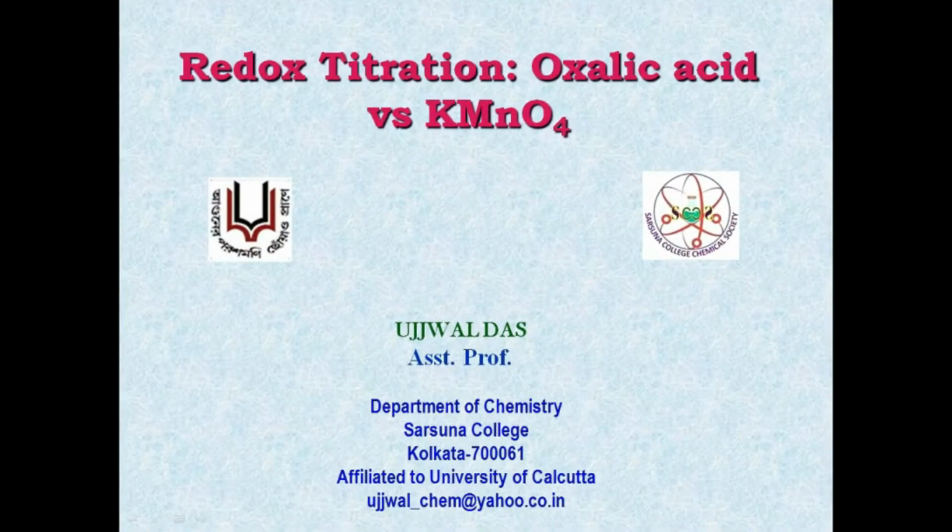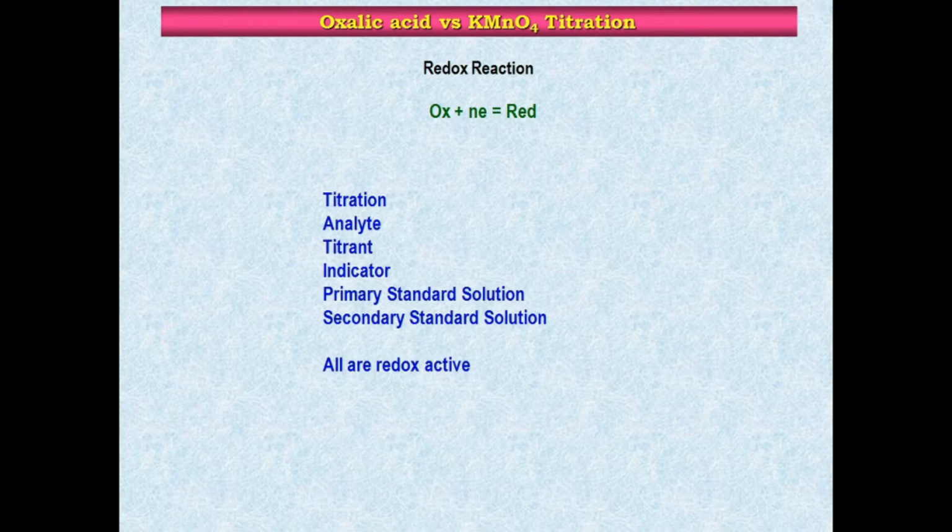Today I am going to demonstrate a very common and popular titration between oxalic acid and permanganate redox system. Oxalic acid versus KMnO4 titration is a very popular and interesting redox reaction where one oxidant takes n number of electrons and is converted to a reductant.